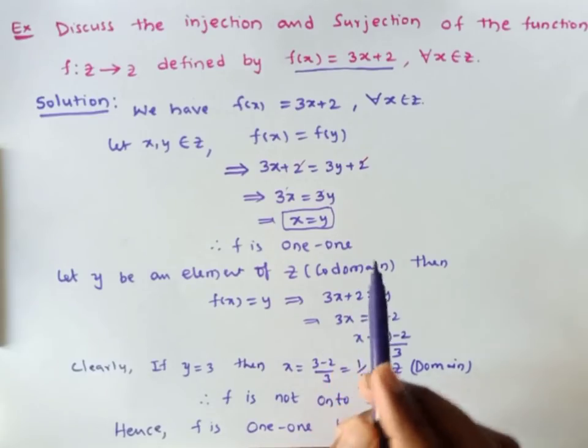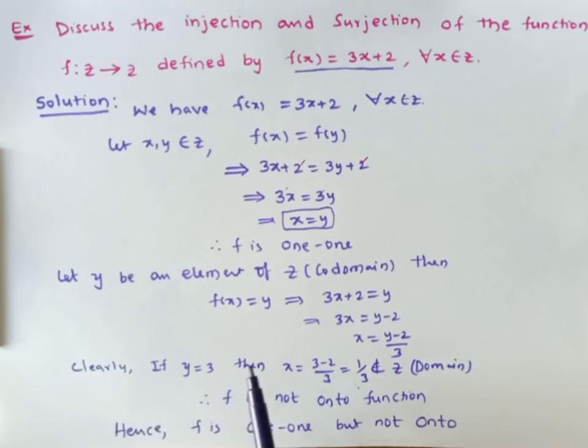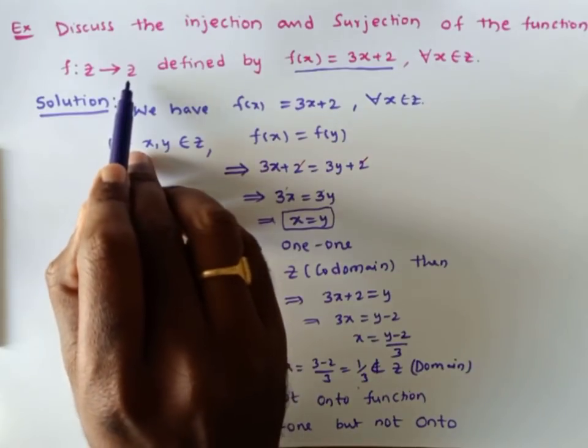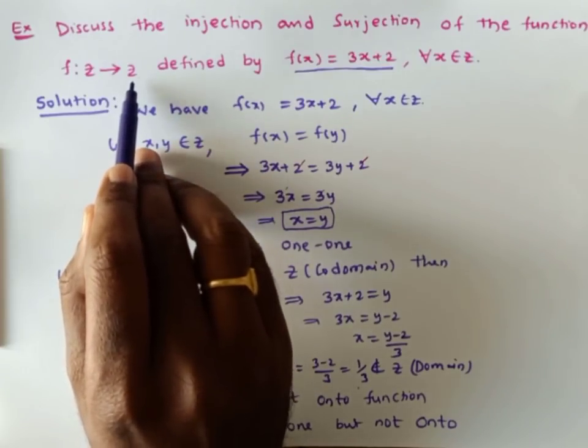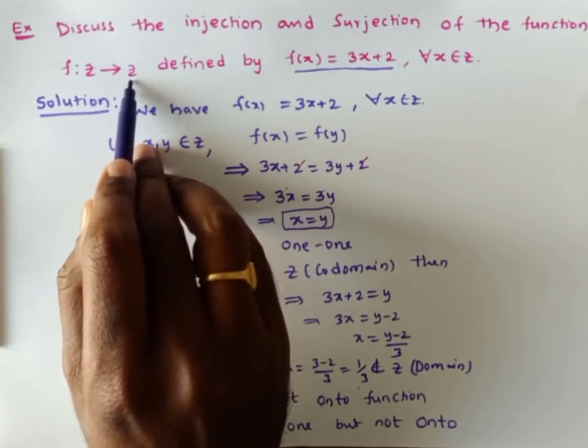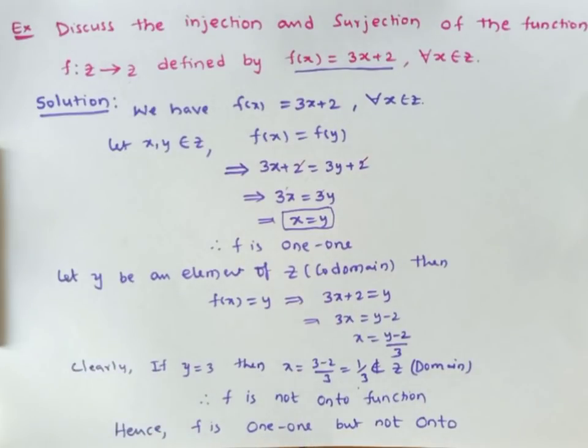Directly you can write that for the element 3 there is no corresponding pre-image, since Z contains all integers. For example, 3 is present in the codomain, but there is no pre-image in Z, that's why it is not onto.